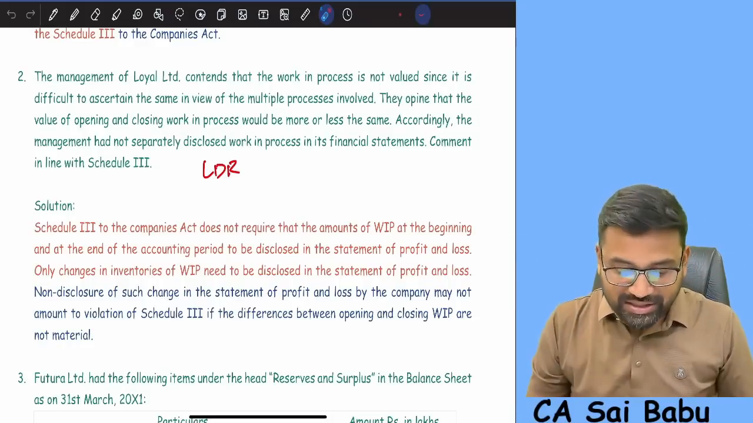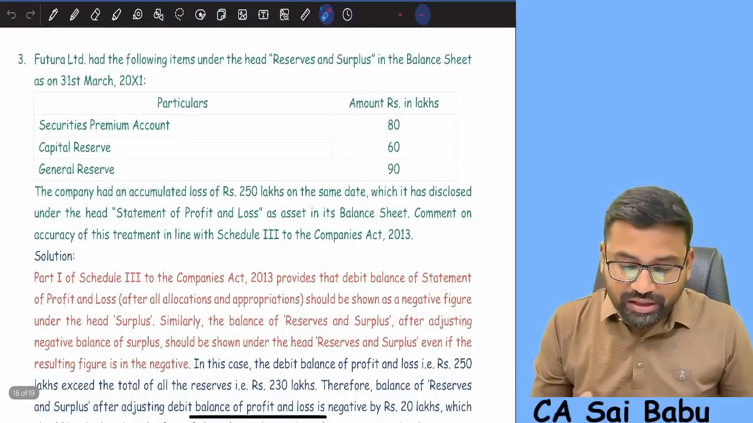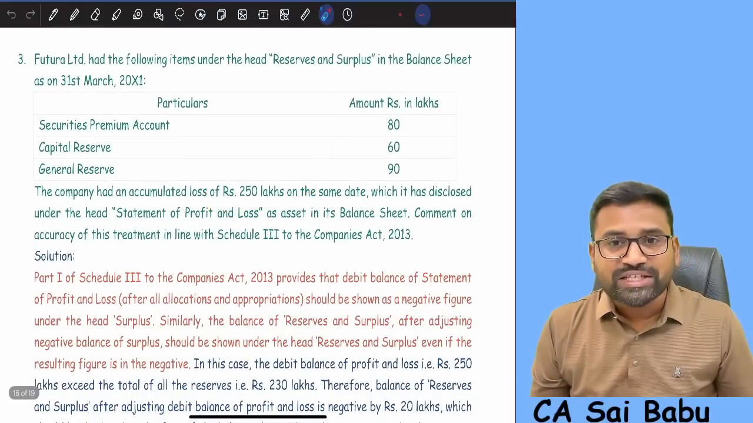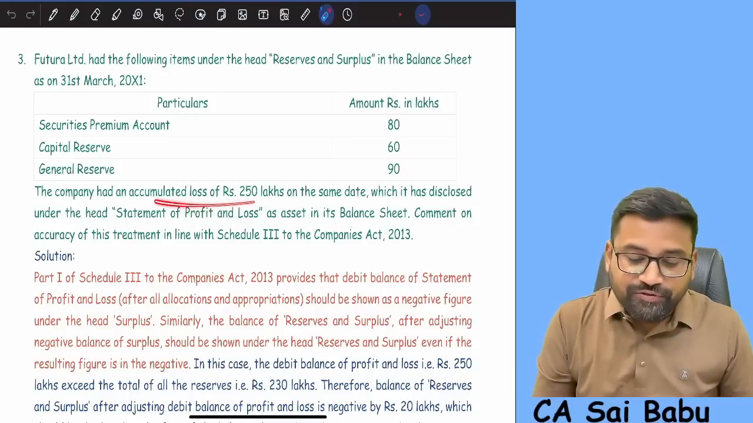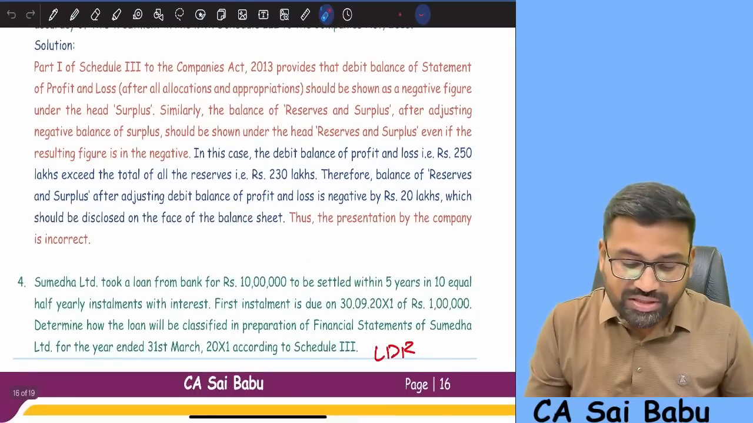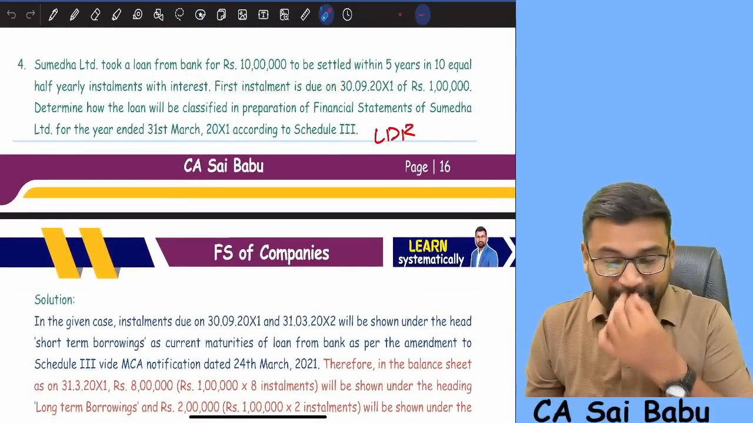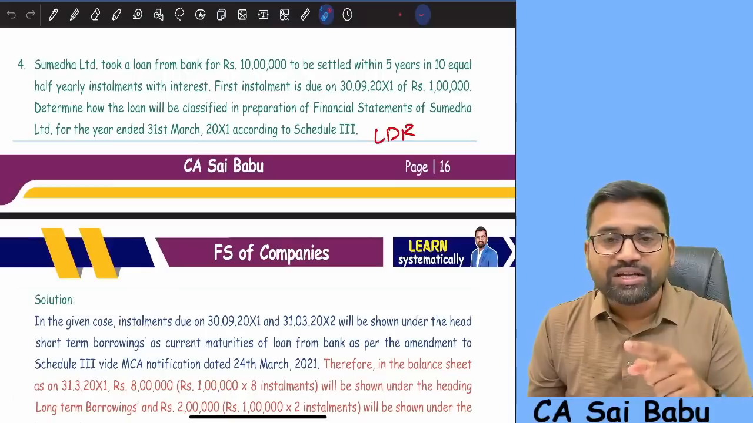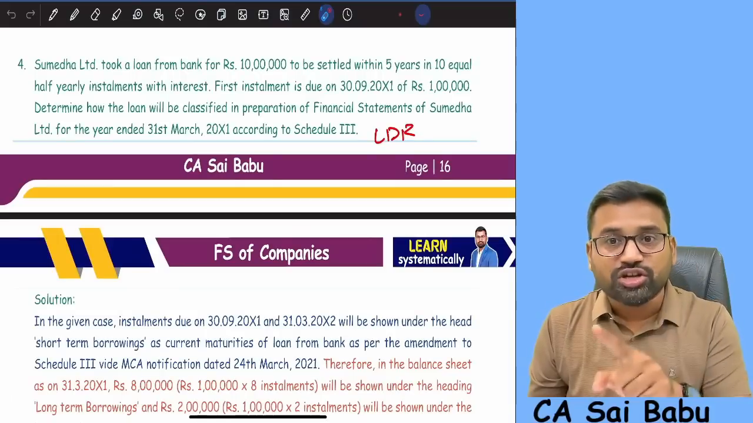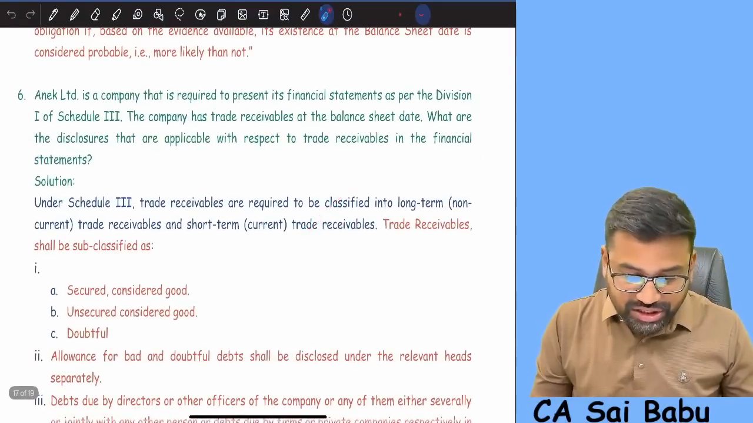Only the change is sufficient. And in practical question number 3, this company has a loss of 250 lakhs in the P&L account and they want to show this on the asset side. Is it correct? No. As per Schedule 3, if your P&L account has a loss balance, then also it has to be shown under the head reserves and surplus with a negative balance. And this question is relating to classification of liabilities. Just now I told you, any current maturities of long-term debt will be classified as short-term borrowings, not other current liabilities.